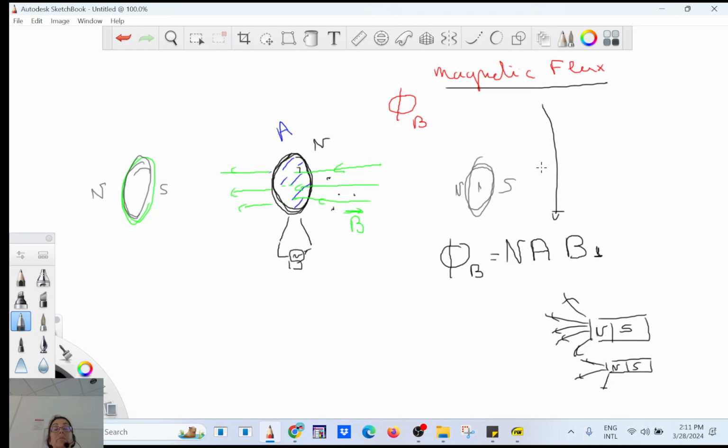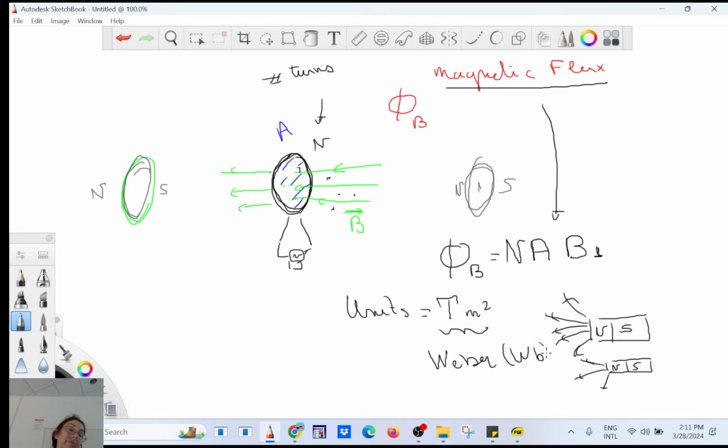So this is called the magnetic flux. The unit here is Tesla, this is in Tesla. This one has no units, it's just the number of turns. And area is meter squared. We take a shortcut, and this will also be called the Weber, WB. It's the unit for flux, so they are equivalent to each other.